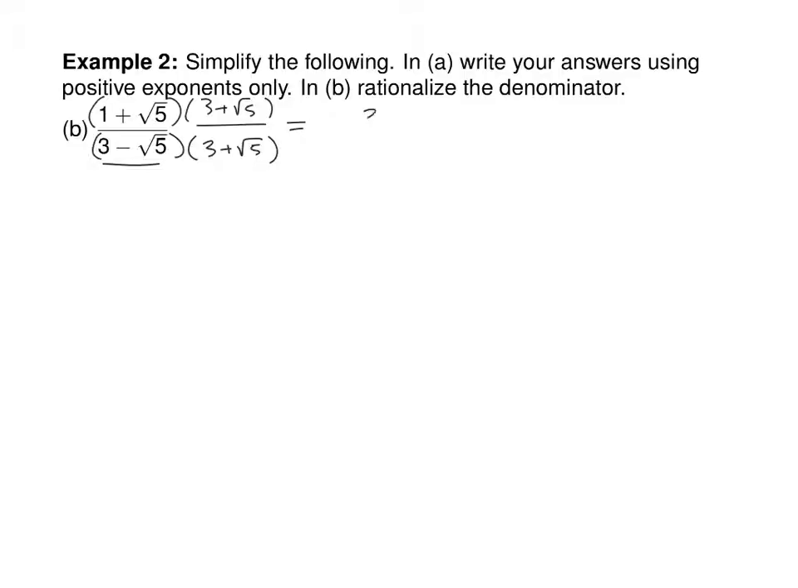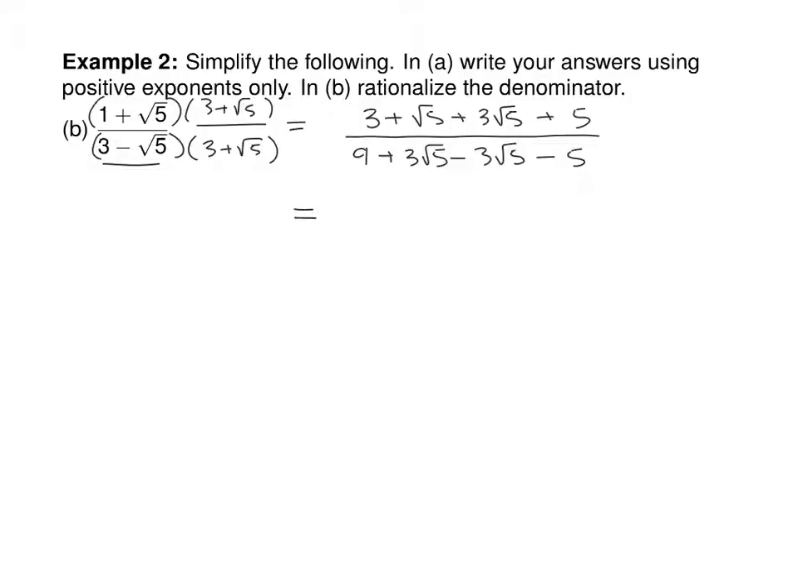So that gives you 3 plus root 5 plus 3 root 5. What's root 5 times root 5? 5. From the numerator. And the denominator, you get 9 plus 3 root 5 minus 3 root 5 minus 5. If you chose correctly, what should happen in the denominator? The roots should go away, and if they don't go away, you'll know you picked the wrong sign in the middle.